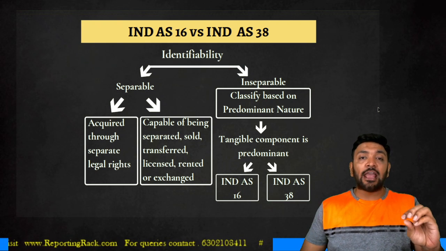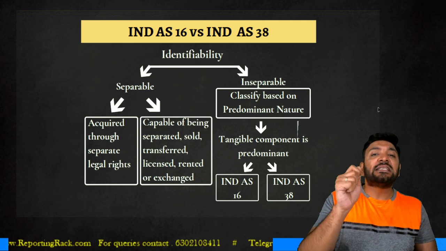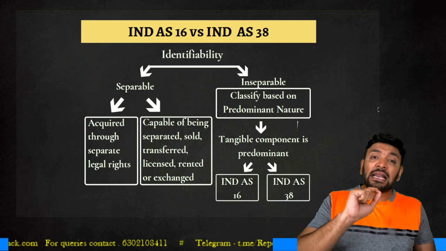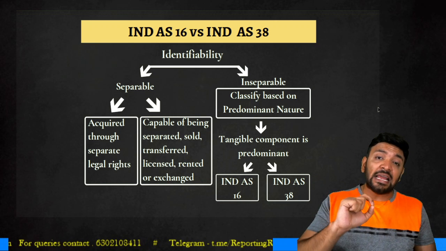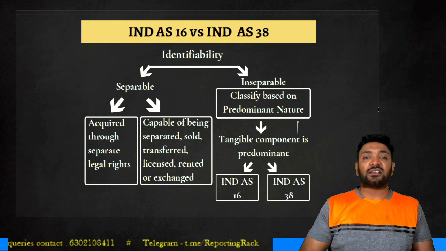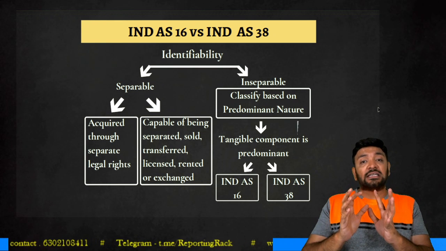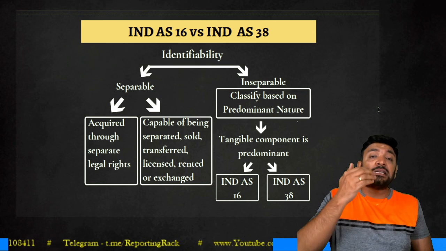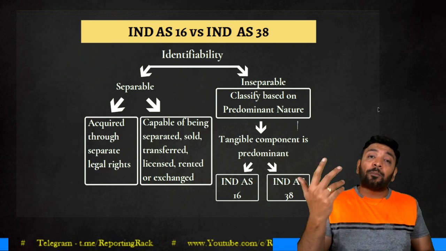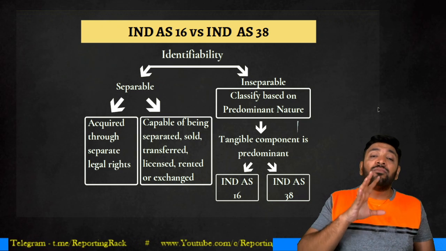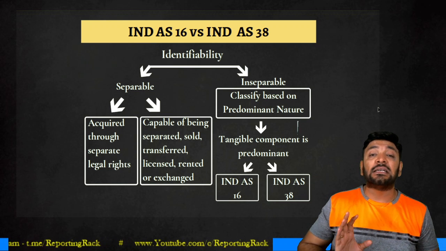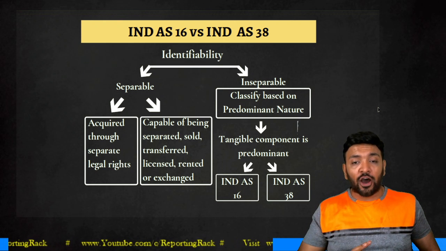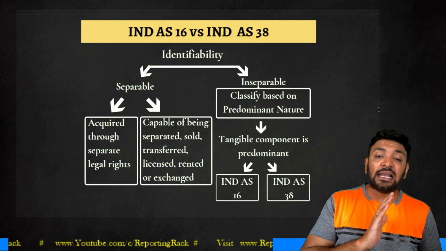The music CD of A.R. Rahman Hits, which I bought, an empty CD is 10 rupees. Why did I pay 999 rupees? Because of the contents of that CD. The content of the CD is the predominant nature of that purchase. Therefore, even though such a song CD has a tangible portion, it is insignificant. Since it is insignificant, the more significant or predominant nature is the contents of the CD. Therefore, it should be classified under IND AS 38 as an intangible asset. If the tangible component is predominant, then I will classify it under IND AS 16.